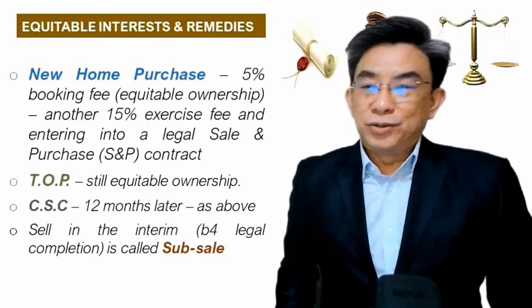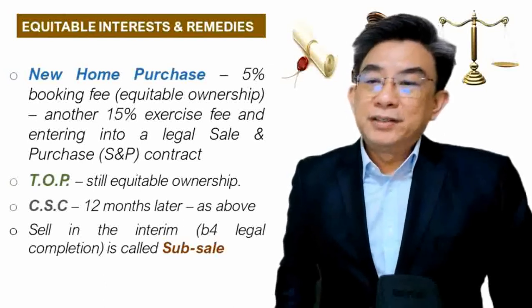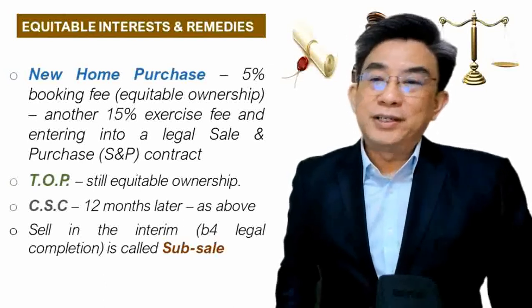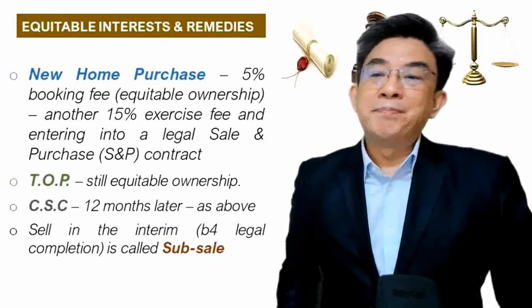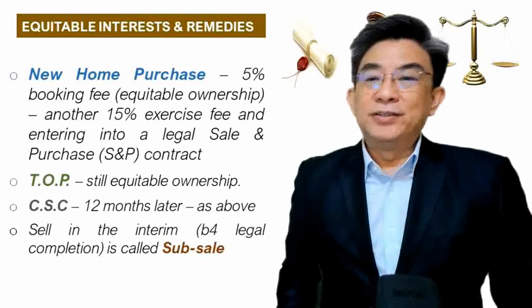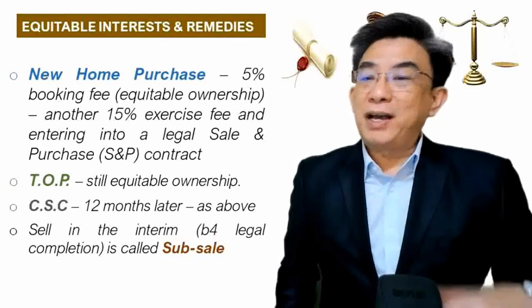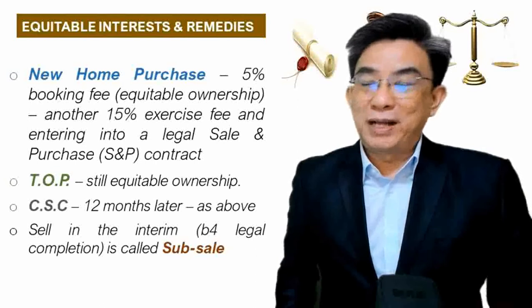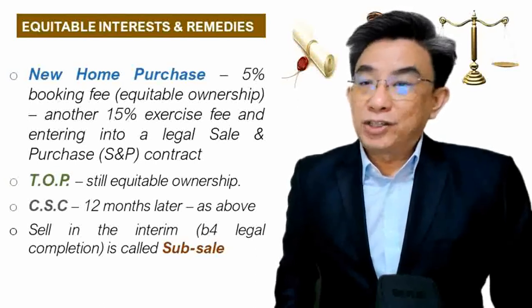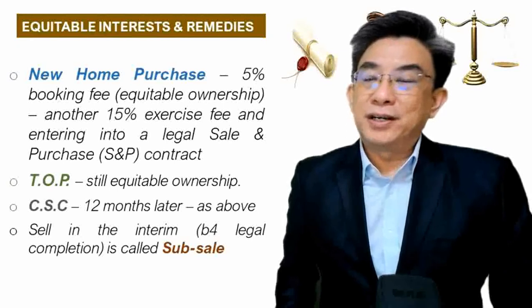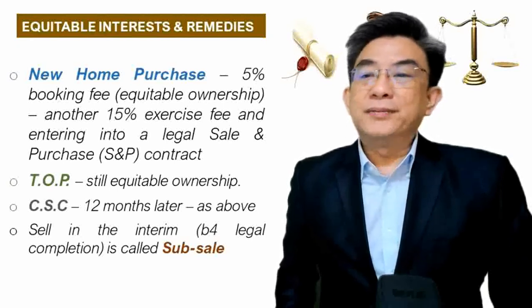Now, say you go to the showroom, you put a 5% booking fee. Of course, obviously, you're not the legal owner yet. What you have, of course, is already a position to continue to buy. Now, 3 weeks later, you exercise, you put down another 15%. 5 weeks later, that means altogether 2 months already, you enter into the legal contract, the legal sale and purchase agreement. Now, you're still not the legal owner.